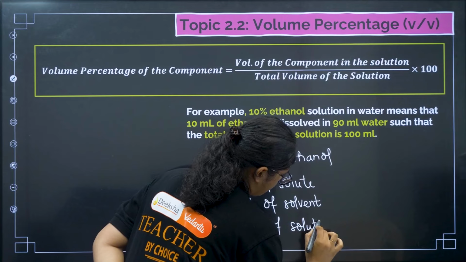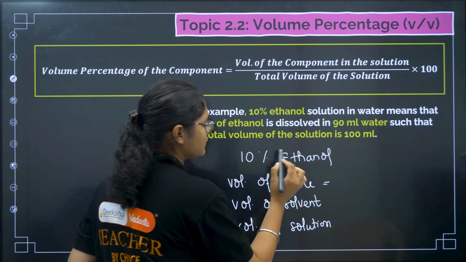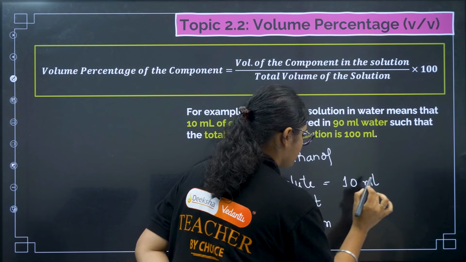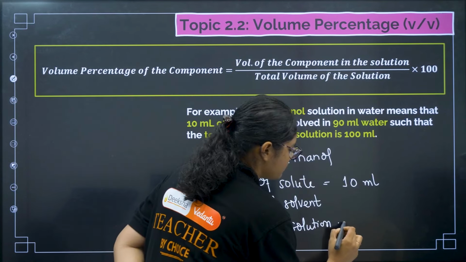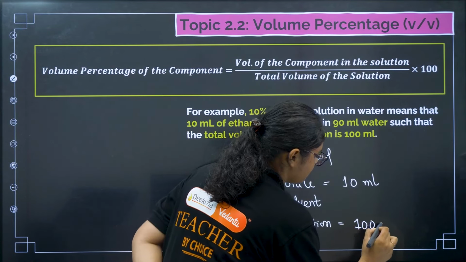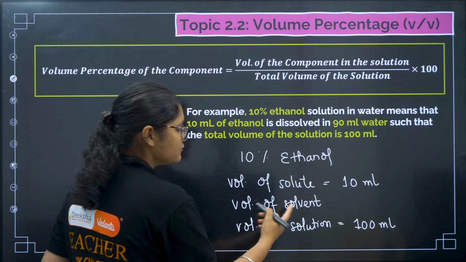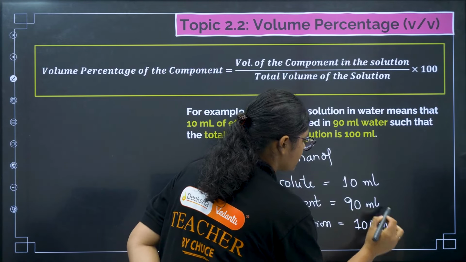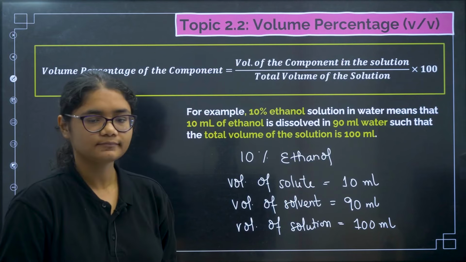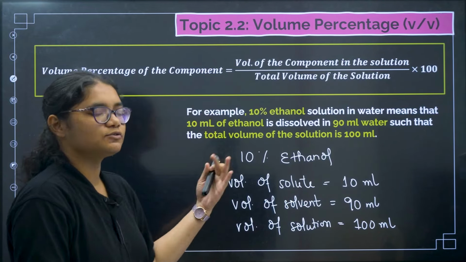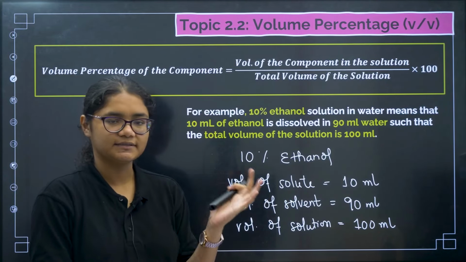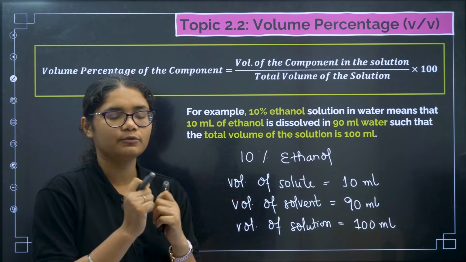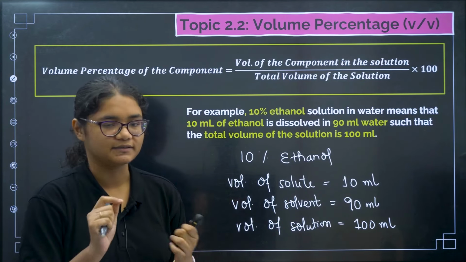Now if you see here 10% ethanol, when I am saying it, the volume of the solute is 10 ml. Volume of the solution, whenever I am using percentage, it is 100 ml. Then what is the volume of the solvent here? Volume of the solvent will be 90 ml. Okay, clear? Same way we can solve questions also. Suppose volume of the solute and volume of the solvent are given, you need to add the volume of the solvent and then calculate the percentage.